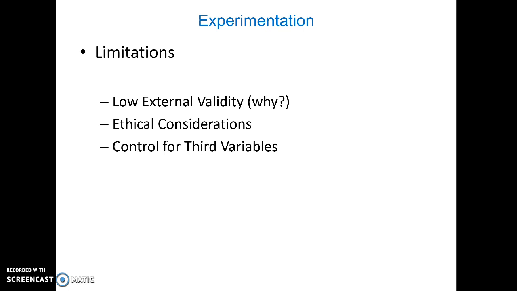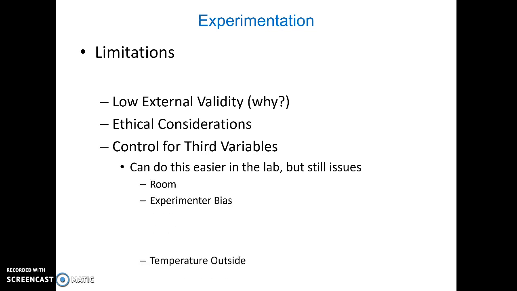And finally, the question becomes, can we control for third variables? Remember, this is a major criticism of correlational research, that we can't, right? And it's easier to do in the lab because you're controlling for things, but we also have to understand that there's a lot of stuff going on here. So let me give you an example, all right, of third variables.